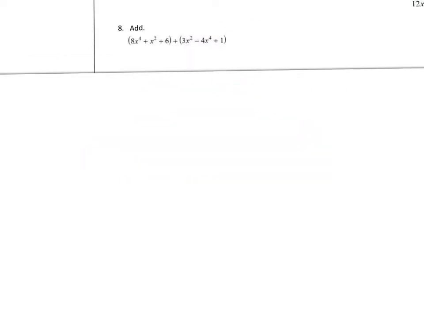All right, next up here, when it's a plus, it's still no box, but it's actually even easier. We just have to combine like terms, so we don't have to change anything. So I'm just going to jump right into that. So we have 8 minus 4 would give you 4x to the fourth. And then for my x squareds, I got positive 1 and then positive 3 makes positive 4x squared. And my numbers, I got plus 6 and plus 1 gives you plus 7.